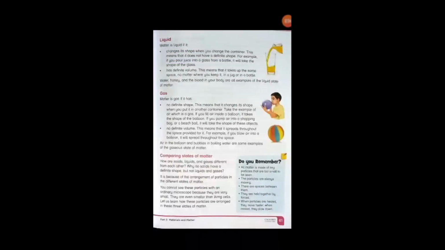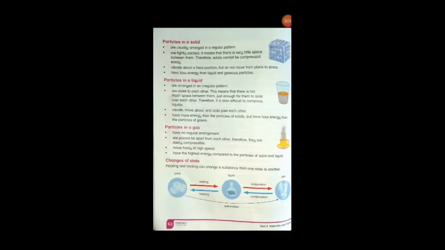This video is for class 5 science, and as we discussed in our last class, due to arrangements of particles there are changes in solids, liquids and gases. So today we are going to discuss these changes, these comparisons, and they all are because of the arrangements of particles. So firstly, check the particles in a solid.